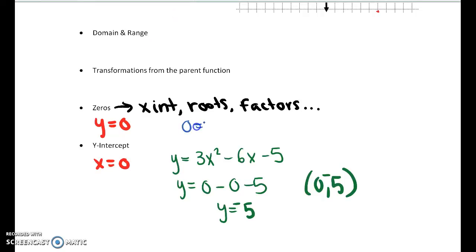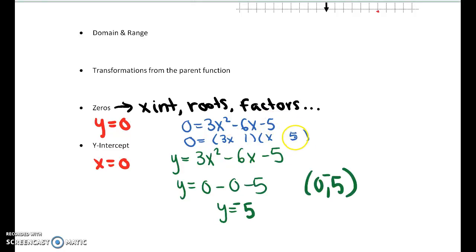I would have 0 equals 3x squared minus 6x minus 5. And how would I solve something like that? Well, think, it's set equal to 0. It's a quadratic. I should think zero product property. I should try and factor. So if I try and factor, I will need something that multiplies to 3x squared. So that's 3x and x. And something that's also going to multiply to 5 would be here. So that could be like 5 and 1.